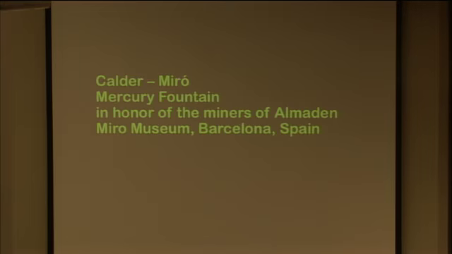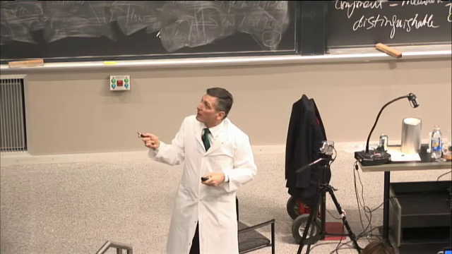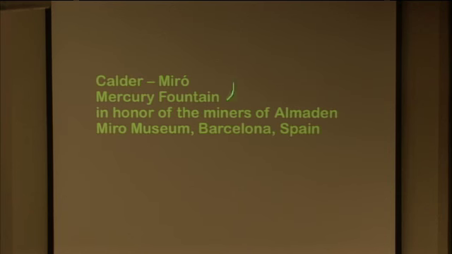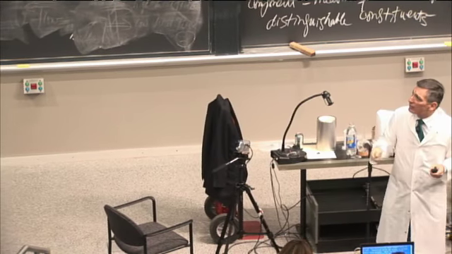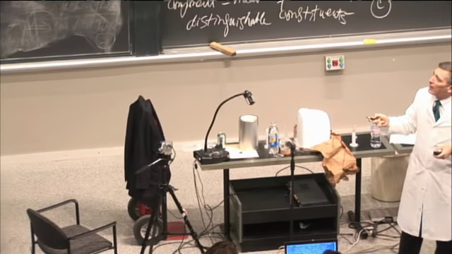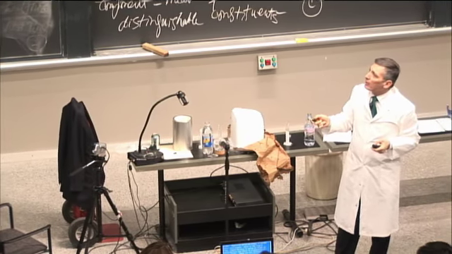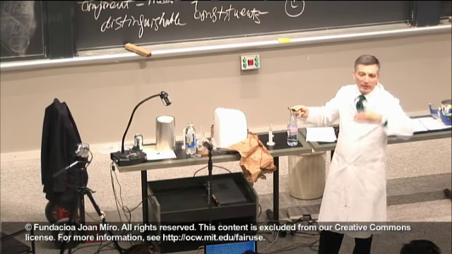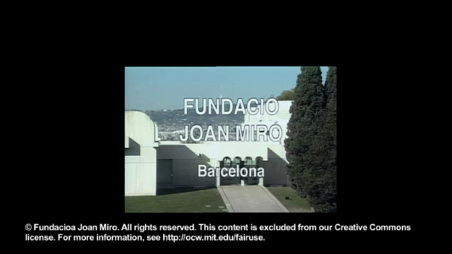Now I've got a treat for you. I was in Barcelona several years ago, and I saw the Mercury Fountain that was made by Joan Miró in collaboration with Calder. Calder has the big sail outside of East Campus. So Calder collaborated with Miró back in the 30s and 40s, and this is in honor of the miners of Almaden, where there are cinnabar mines. And the miners fought bravely against the fascist forces of Franco, and Miró wanted to honor them. So here's their museum. It's a beautiful place up on the escarpment over Barcelona.